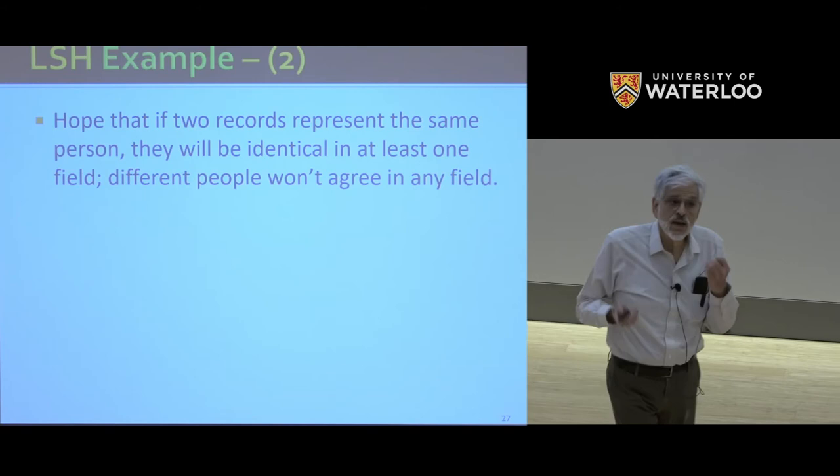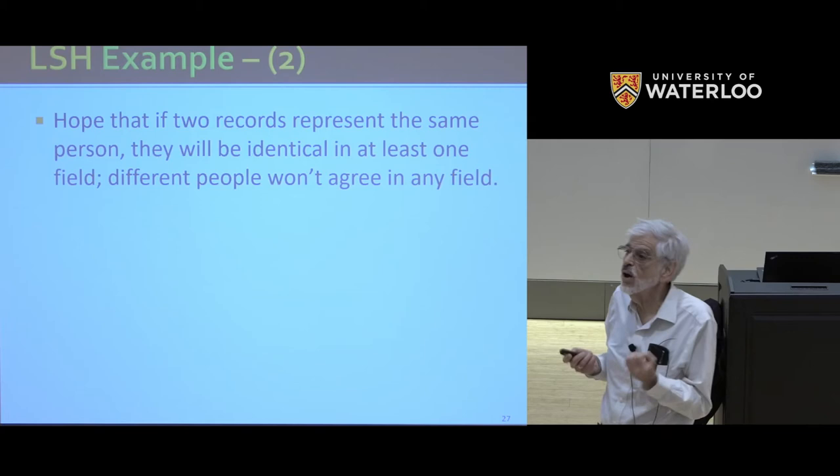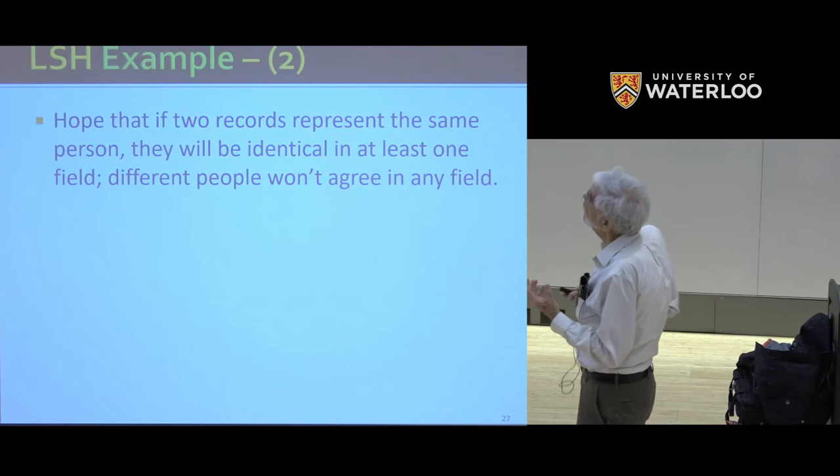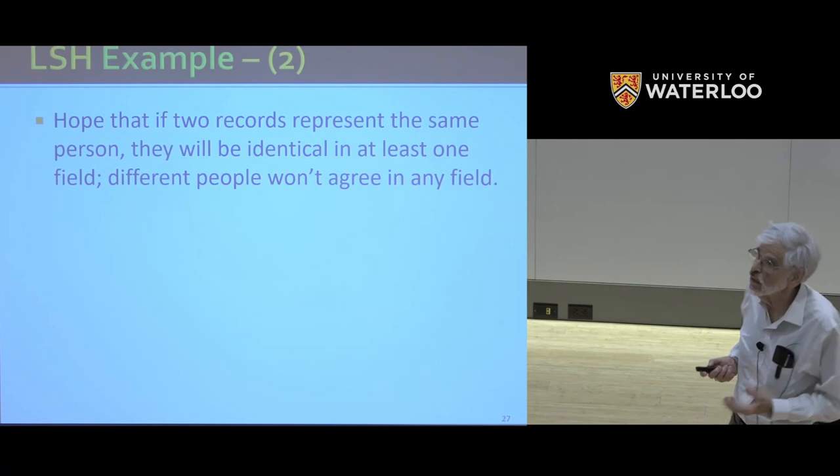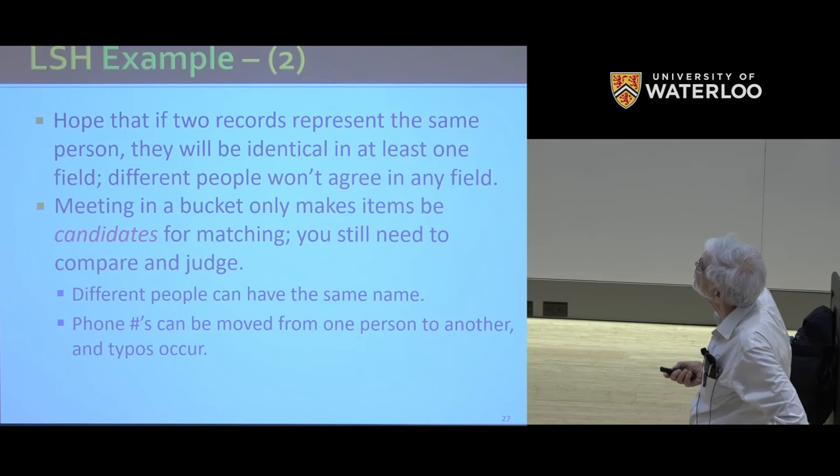And so what I need to hope is that if two records represent the same person, they'll agree in at least one field. And moreover, if the records represent different people, they won't be exactly the same in any one field, and that's probably a good assumption.